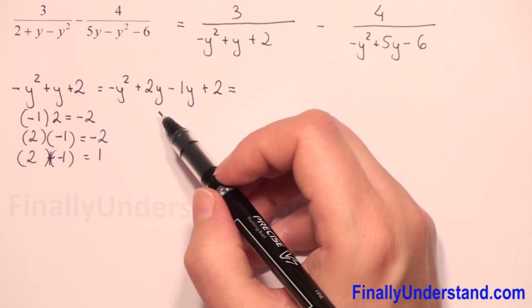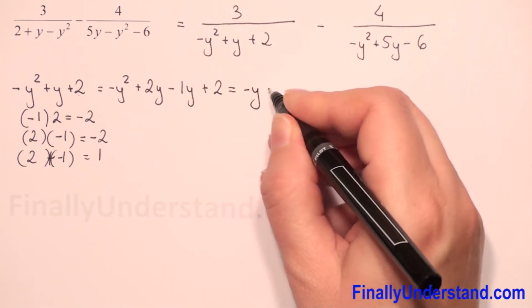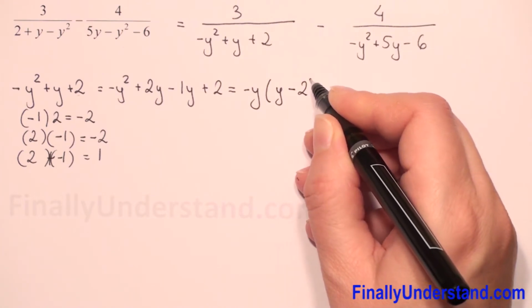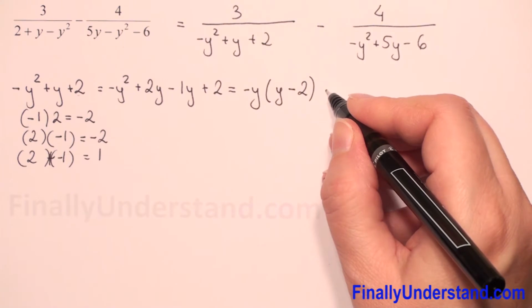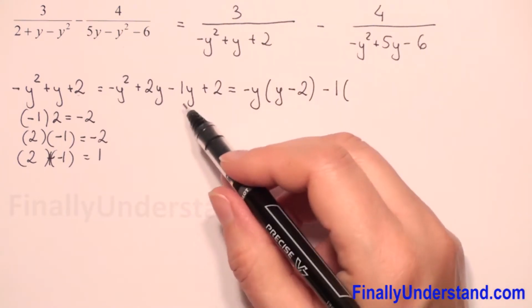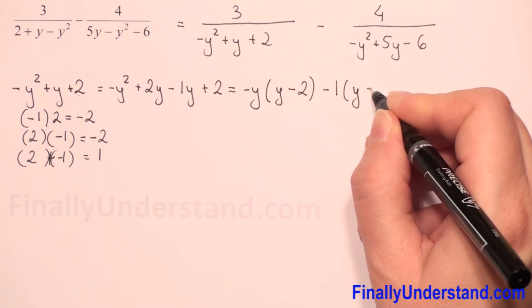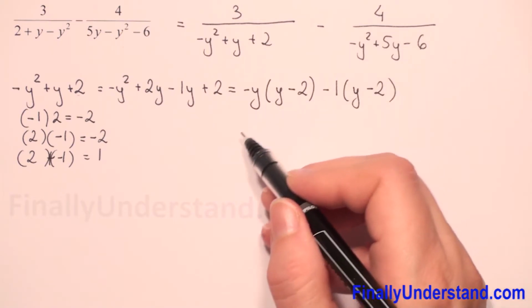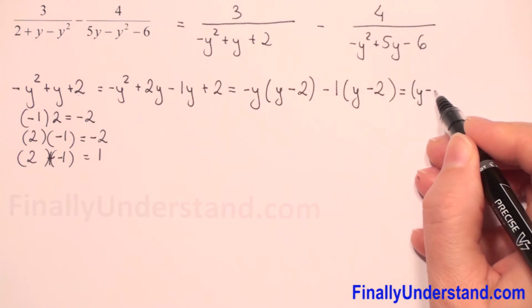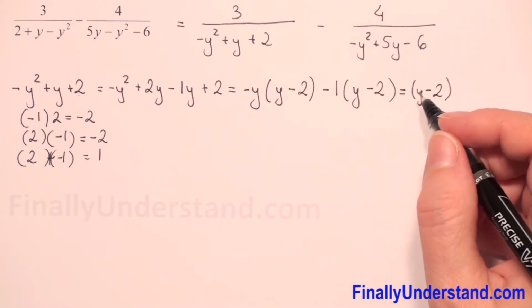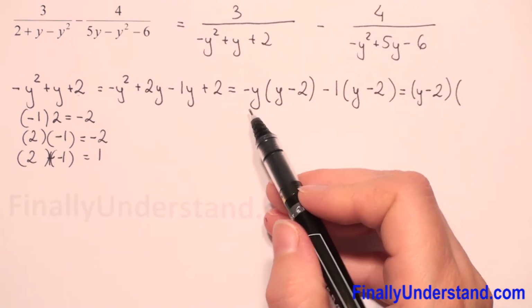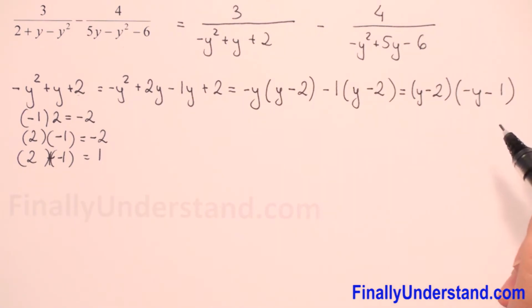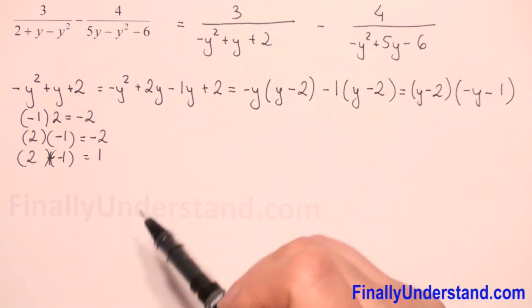Now I can factorize negative y. So in parentheses I will have y minus 2, and from the second parenthesis I will factorize negative 1 from the second expression. So it will be y minus 2, because negative times negative gives me positive. And now in the parentheses we have y minus 2. So I will factorize this expression, and whatever is left will be in the second parenthesis, negative y, and we have negative 1. So now we can rewrite our first denominator.